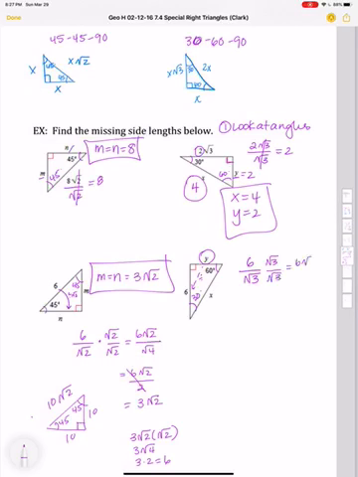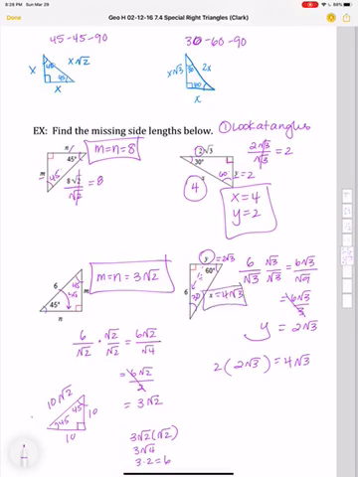So I get 6 root 3 over the square root of 9, which is 3. So 6 root 3 over 3, which is 2 root 3. So that is what y is. Y is 2 root 3. Now x is double. So 2 root 3 times 2 would give me 4 root 3. There you go.